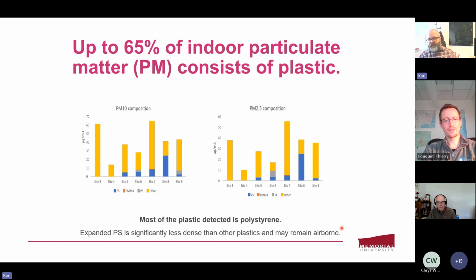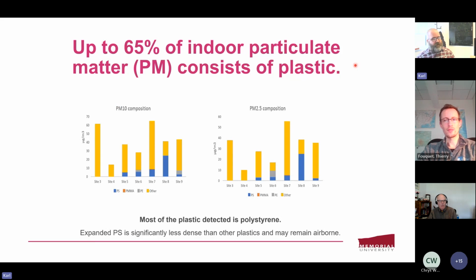So now I'm going to switch gears a little bit and talk about what Michaela Rousel did. Beyond the first two samples, she managed to collect air samples from 10 different locations in St. John's, and we managed to get data from about 8 of them. This shows a breakdown of the particulate matter 10 and 2.5 compositions. She did a gravimetric analysis, so basically just weighed the filter and then did a mass balance with what she was able to quantify of plastic. And the conclusion was that up to 65% of the indoor particulate consists of plastic.